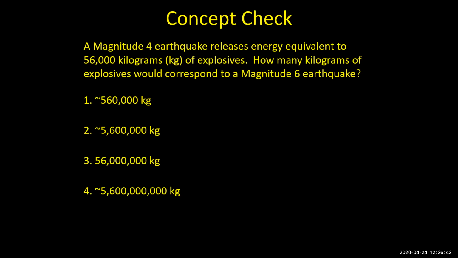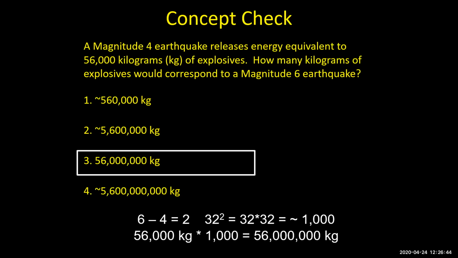Okay, let's go through it. Well, the answer is 3. By going up only 2 points on the Richter scale or the moment magnitude scale, we release 1,000 times more energy. So 56,000 times 1,000 is 56 million. And again, all we do is we take the difference in magnitude between the two earthquakes, in this case 6 minus 4 equals 2, and then we just raise the number 32 to the second power.